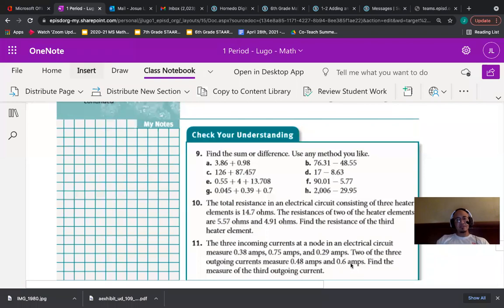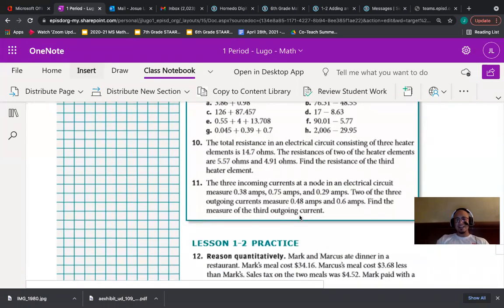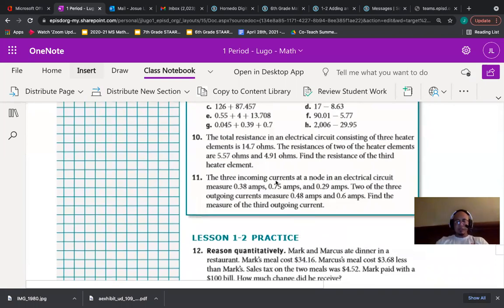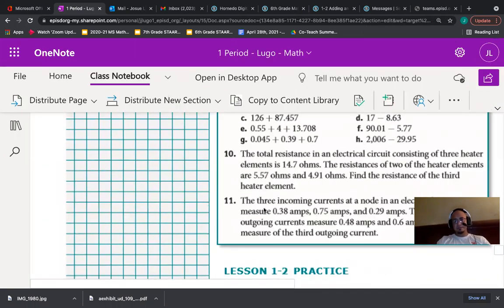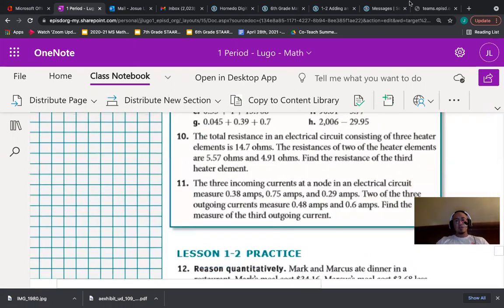Let's go ahead and move on to some of these word problems because these word problems are quite interesting. Let's begin with number 10 here. And let me make this larger. Okay. Number 10. The total resistance in an electrical circuit, told you dealing with electrical stuff, consisting of 3 heater elements is 14.7 ohms. We'll talk about that in a little bit. The resistance of 2 of the heater elements are 5 and 57 hundredths ohms and 4 and 91 hundredths ohms. Find the resistance of the third heater element.